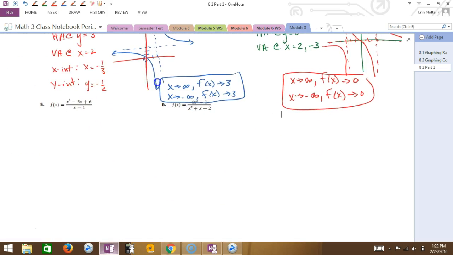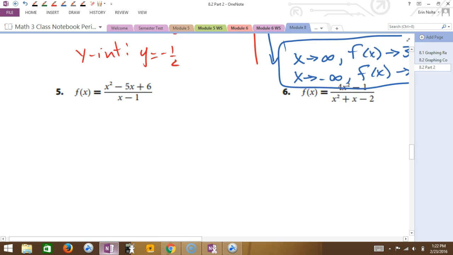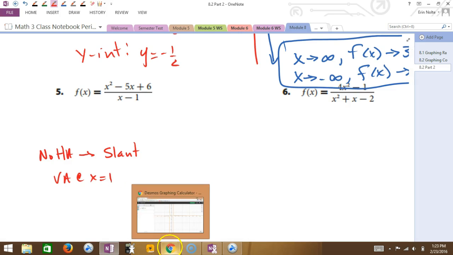Okay, let's do one more because this is kind of an interesting scenario. First of all, horizontal asymptote. Bigger on top, bigger on bottom, same? What happens if it's bigger on the top? There is no horizontal asymptote, and there's a slant. So here's a scenario where we have no horizontal asymptote, and there is a slant. Where is my vertical asymptote? Good, at x equals 1. Okay, so check this one out. This is very interesting.